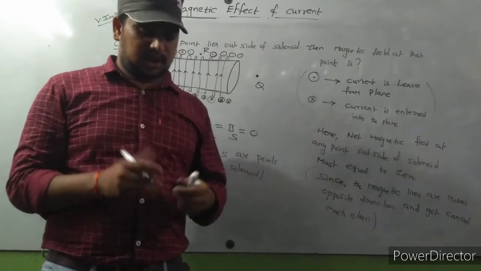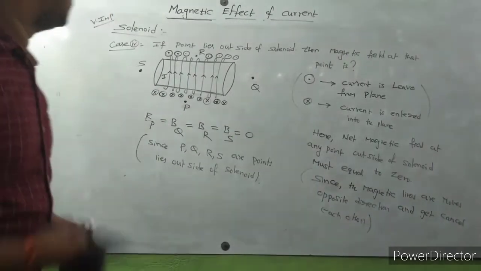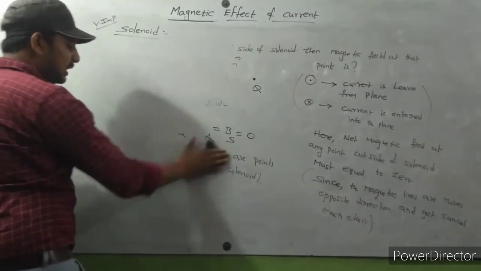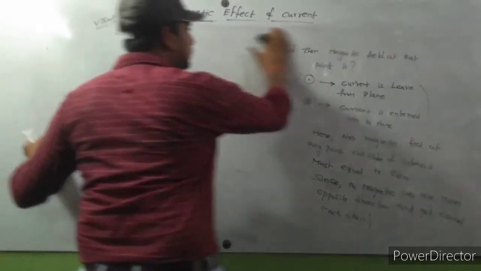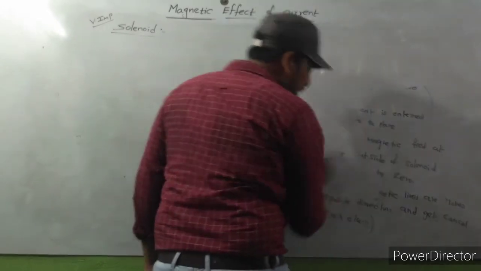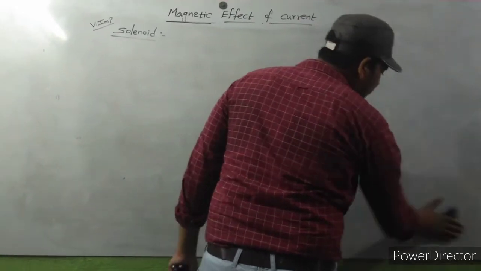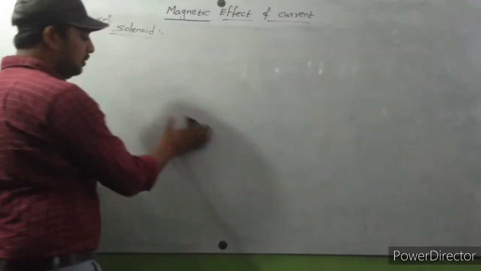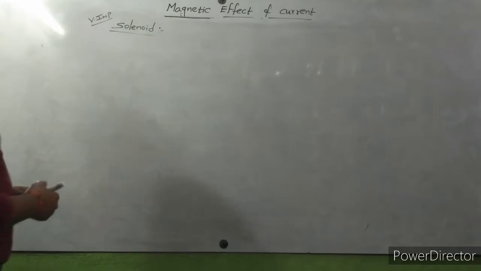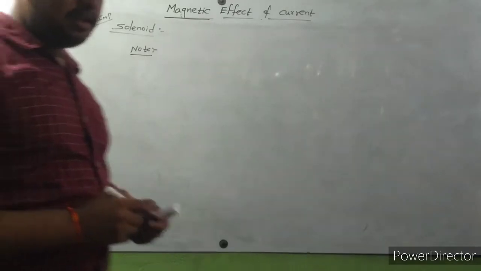Based upon this concept, first of all, I will write all four cases at one place. I will recapitulate all four cases, the four important cases due to the solenoid. If you read these four cases, then you can answer any type of question given based upon this solenoid. I will write them as note points.